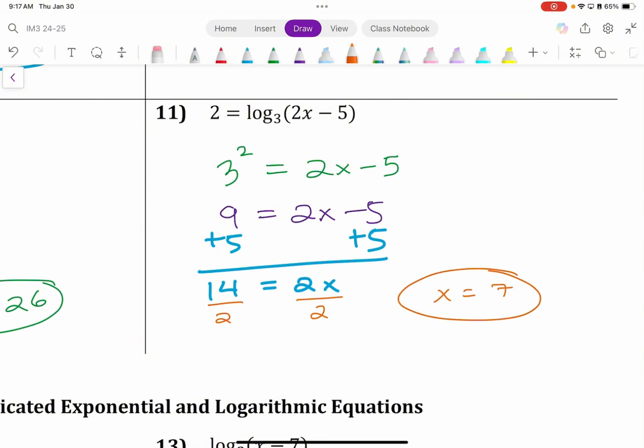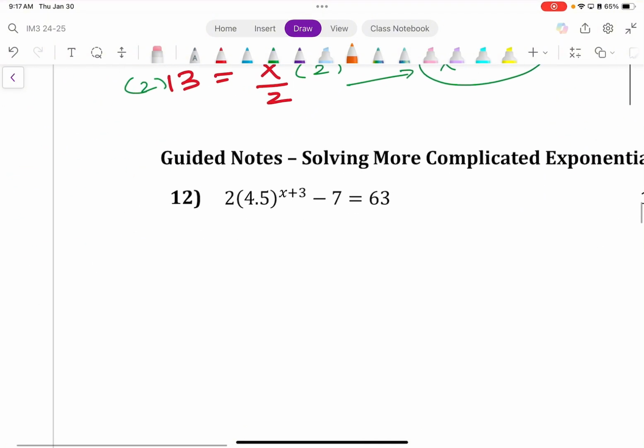Give me a thumbs up if you got x equals 7. Awesome. All right. I'm going to show you 2 more examples, and that'll be it. The rest of class, you will have to finish some of the questions on your own and finish your practice.